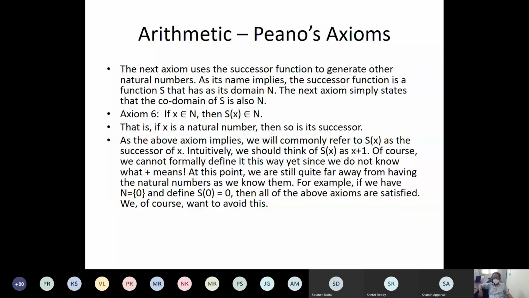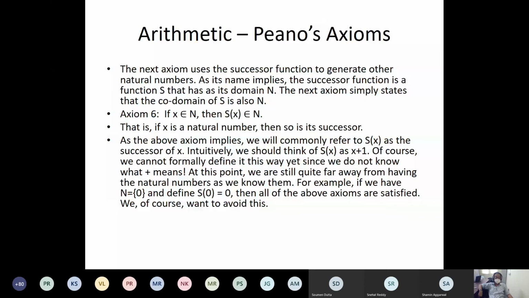What does it imply? We have already said 0 is in N. So S0 would be in N, and then SS0 would be in N, then SSS0 would be in N, and so on and so forth, ad infinitum. Essentially, with S, we have now expanded our natural numbers from the set {0} to 0, 1, 2, 3, 4, 5, 6, 7, 8, 9, and so on. That is, if x is a natural number, then so is its successor. As the above axiom implies, we will commonly refer to Sx as the successor of x.